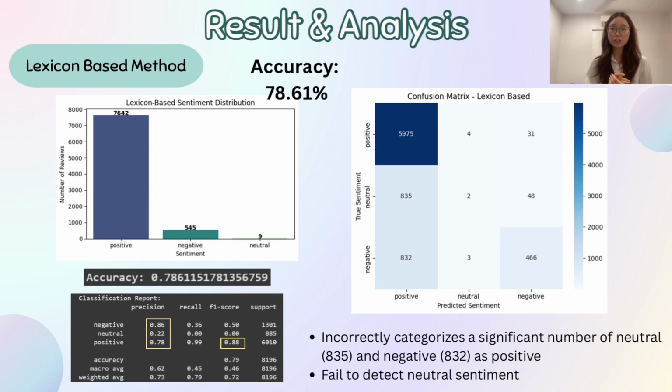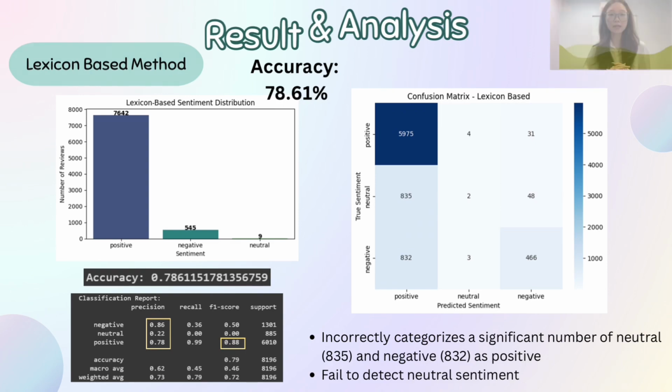In terms of the classification report, precision was high for negative, 0.86, and positive, 0.78, sentiments, but very low for neutral at 0.22. However, the F1 score is highest for positive, which is 0.88, but 0 for neutral, reflecting poor neutral classification. The confusion matrix shows that the model frequently misclassifies neutral and negative reviews as positive. It incorrectly categorized 835 neutral and 832 negative as positive. The model also fails to detect neutral sentiment. Thus, the false positive rate is high.